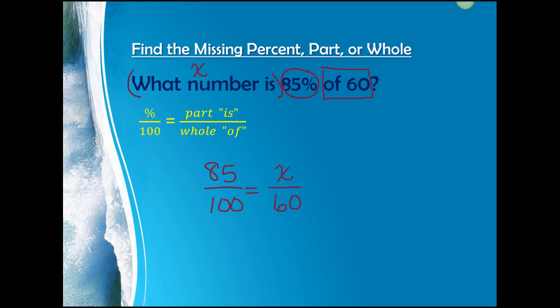Next we'll cross multiply, and we get 5,100. We next need to divide that by 100, and that gives us an answer of 51. 51 is 85% of 60.